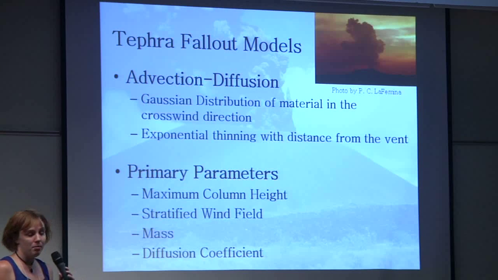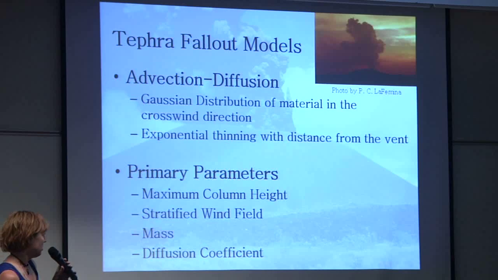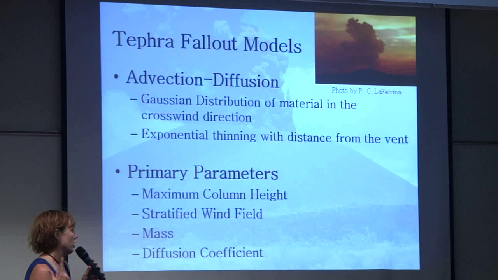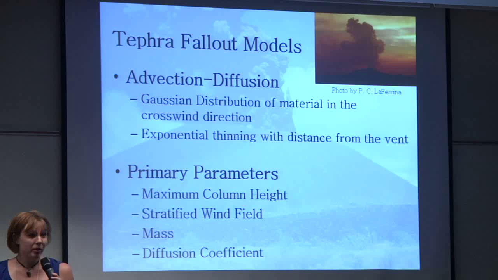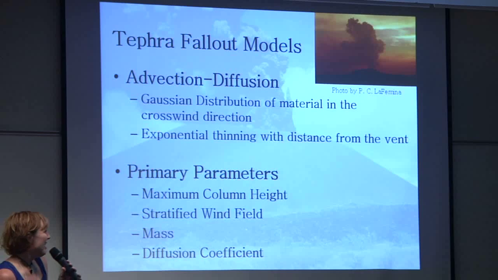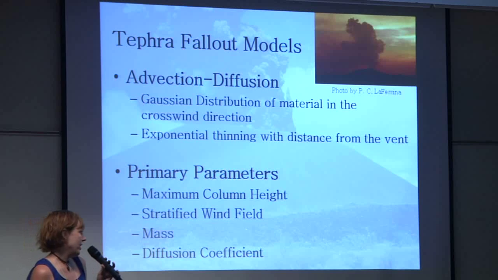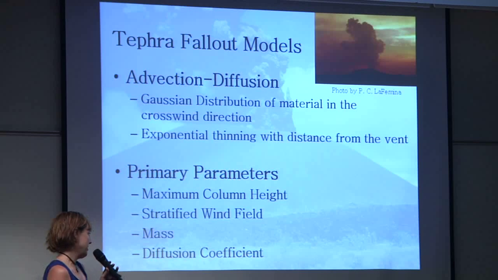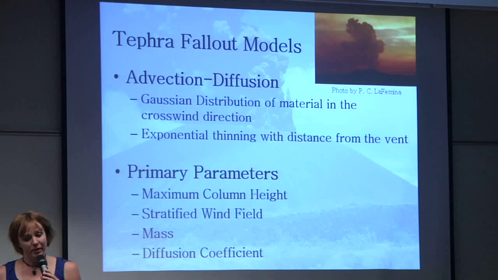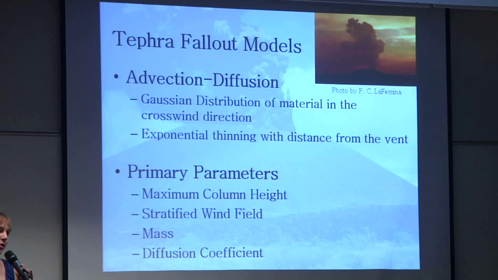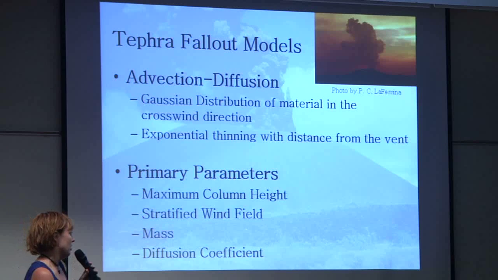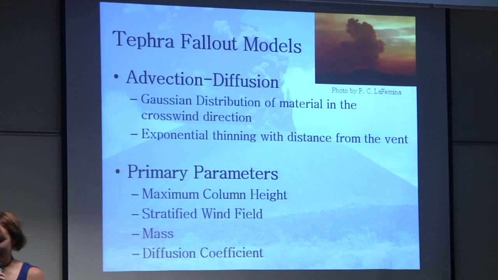Some of the parameters in the model that make the most difference when we run them are the column height, the wind field is a big deal, and the amount of mass that's injected into the atmosphere. And especially closer to the vent, the diffusion coefficient plays a role as well. And these are sort of the main parameters if you do a sensitivity study that are going to affect the output. I'm going to talk more about the diffusion coefficient later.